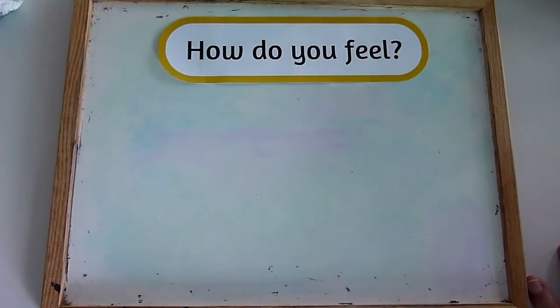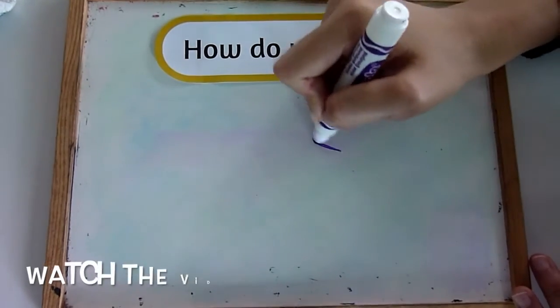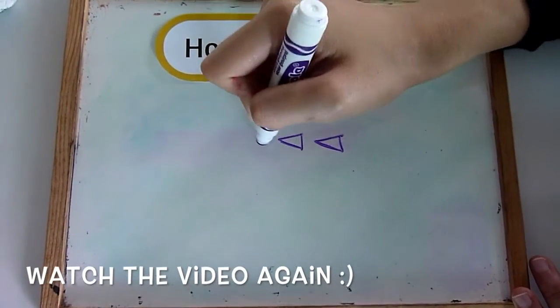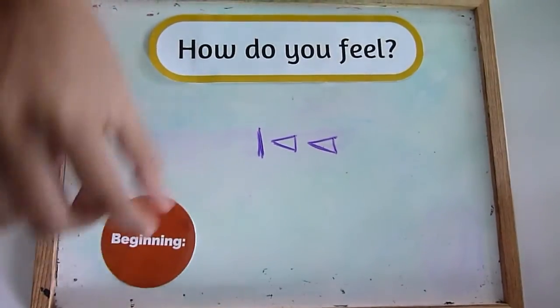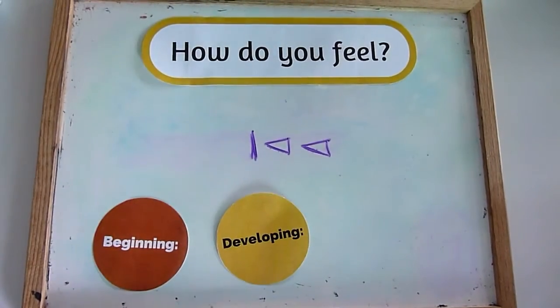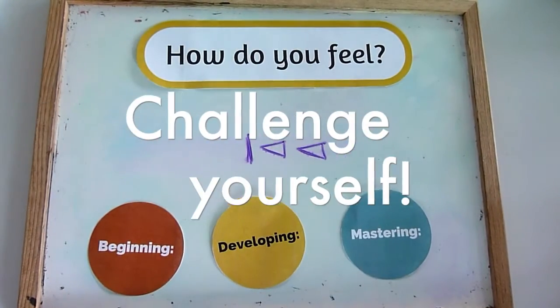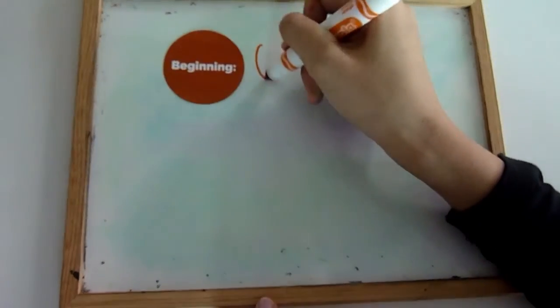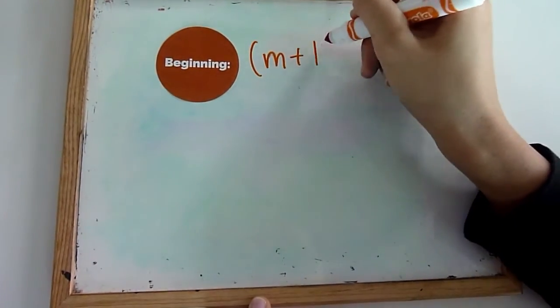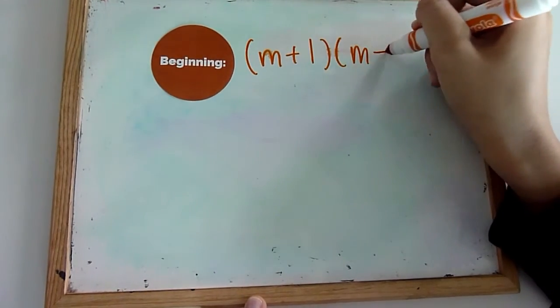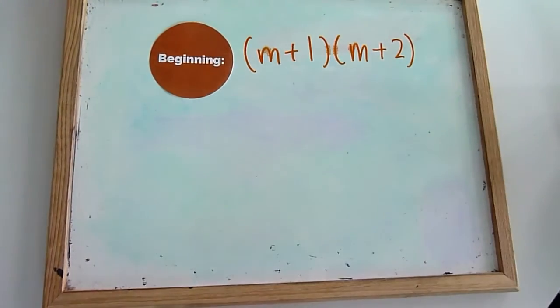Now, how do you feel? If you're not confident, you can watch the video again and try these questions. Choose the question based on how confident you are, but remember to always challenge yourself. If you feel like you need more help, try the beginning question, which is open bracket m plus 1, close bracket, and open bracket m plus 2, close bracket.